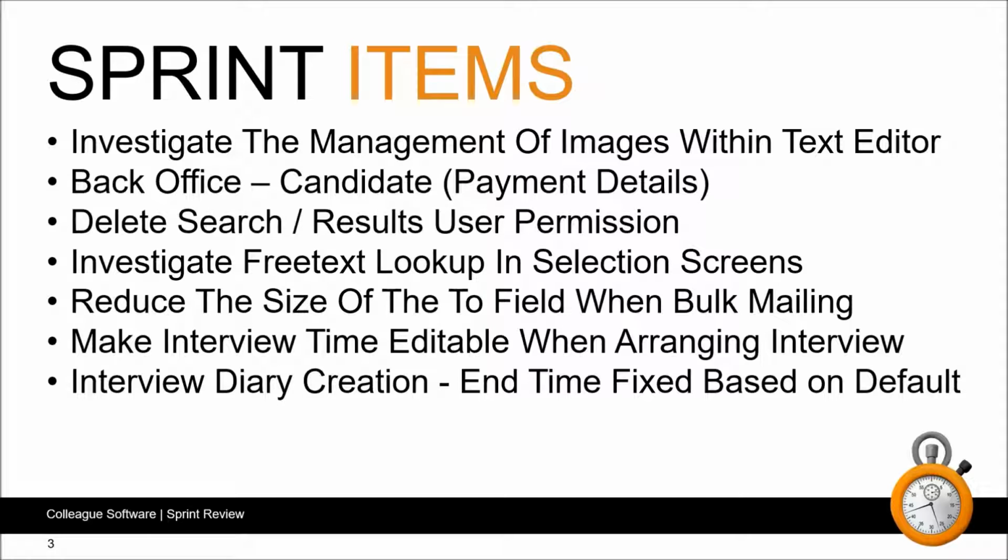We've updated the selection screens to support free text searching for the candidate, company and contact fields. These were previously hard-coded, and I'll demonstrate what I mean by that shortly. We've updated the To and CC fields on all email forms so that when bulk mailing, the field size will be limited to 4 rows. It will then use a scroll bar.